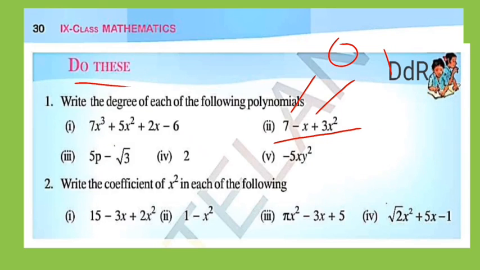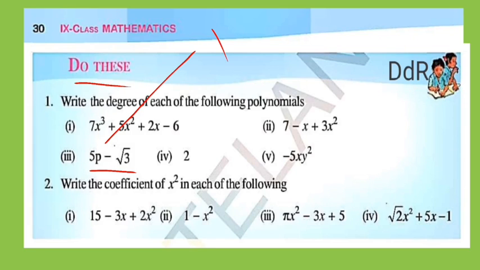Next, coming to the third question. So what is the degree of the third question? 5p minus root 3. First term degree is 1. Second term root 3 is a constant number. Its degree is 0. So 1 is the degree of the given polynomial. And the fourth question, 2. What is the degree of 2? So 2 is a constant number and its degree is 0. Because just now I explained by taking one constant number how to find the degree.